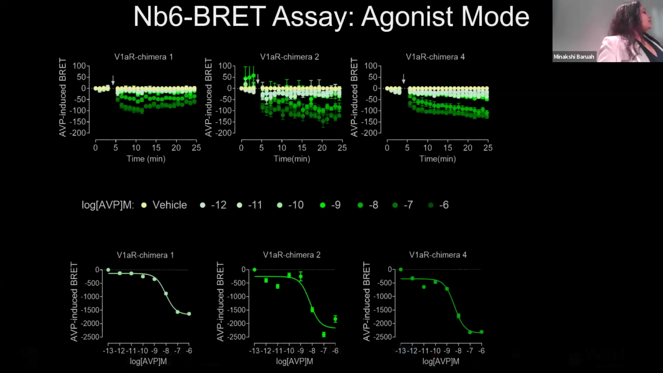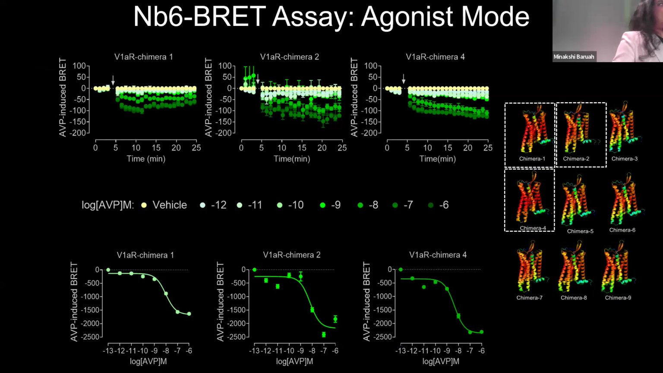And we tested all our 9 different chimeras. However, only 3 of them showed robust nanobody 6 engagement. Here, the top panel shows the kinetic traces of nanobody 6 dissociation from the receptor when increasing concentrations of agonist were added. And the bottom panel shows the area under the curve. And I'm also showing the AlphaFold predictions side by side. Only 3 of the highlighted chimeras out of the 9 gave us nanobody 6 engagement.